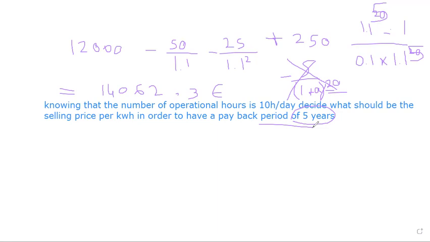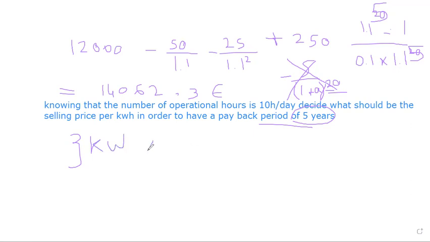So here they imposed on us the payback period, and we want to calculate what should be the selling price to consider if we want to pay back our project in 5 years. So now we can use the LCC formula, but we should also make sure to consider the income. So they gave us the power of our system. It's a 3 kilowatt system.